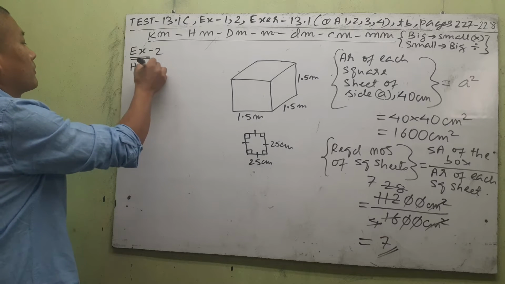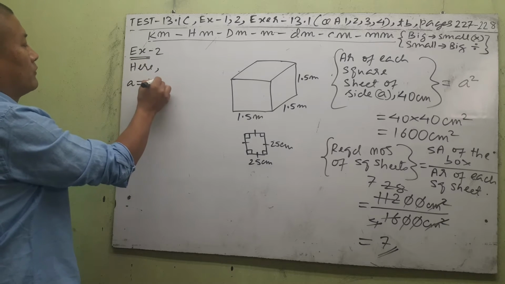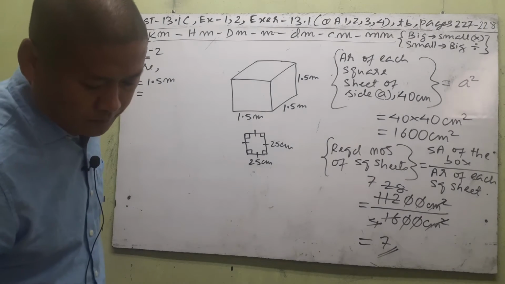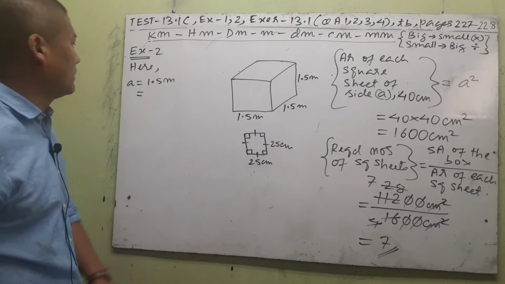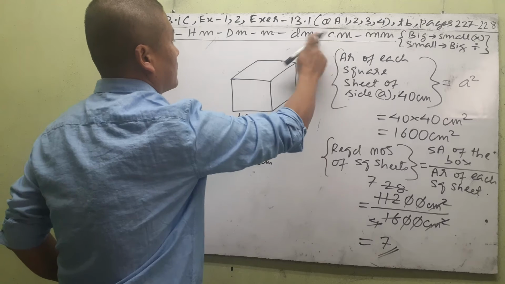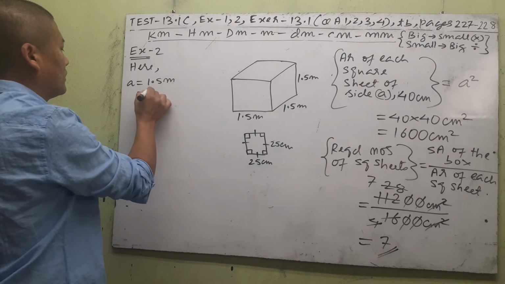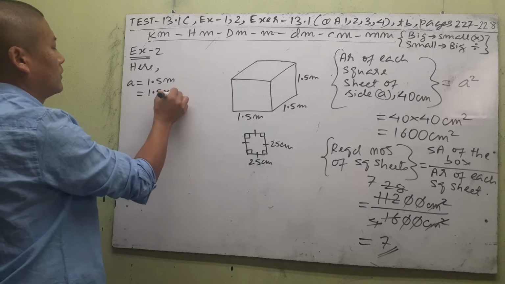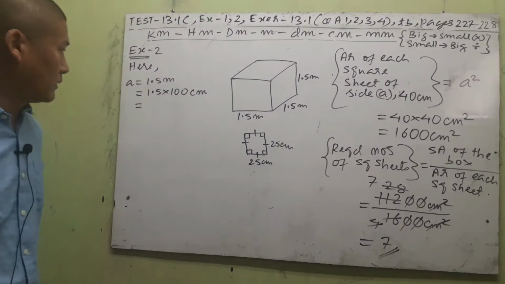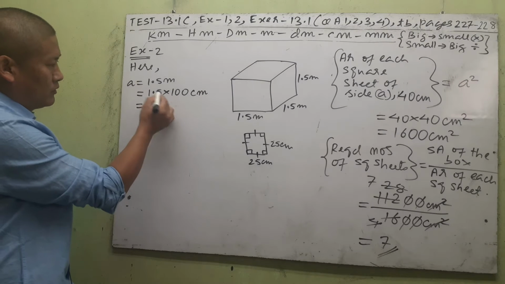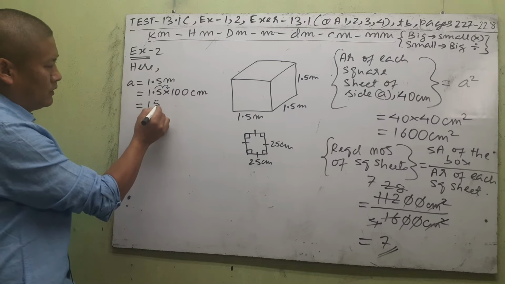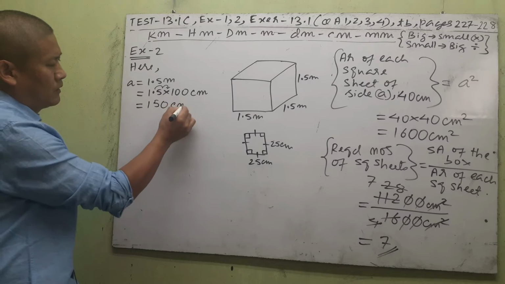So here a equal to 1.5 meter, which we can convert to centimeter to match up this centimeter maybe. So meter to centimeter, 1 meter is 100 centimeters. So changing big to small, 1.5 into 100, then meter will go away and centimeter will come in. Because of multiplying by these 2 zeros, the decimal will move 2 places to the right, so starting from here, 1 and 2, 150 centimeter.